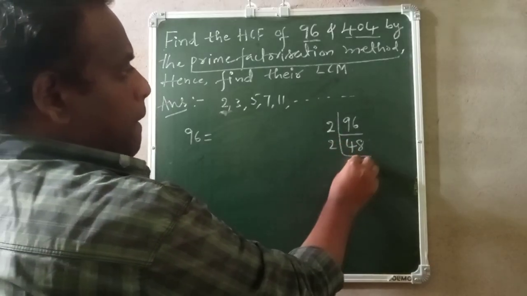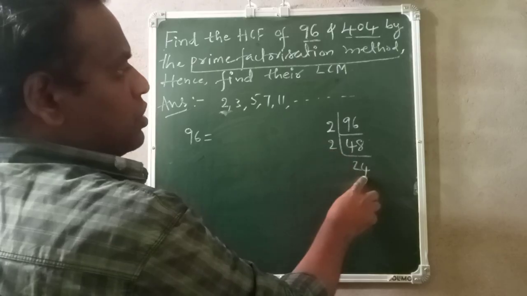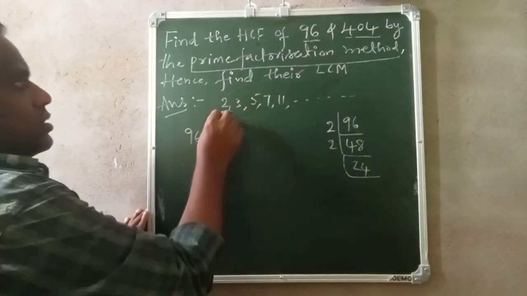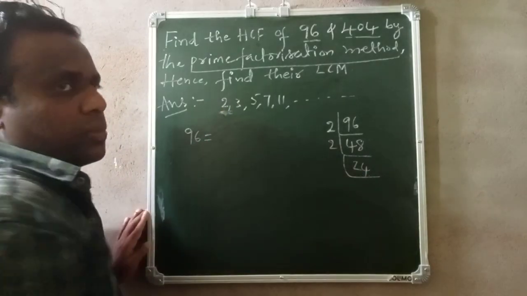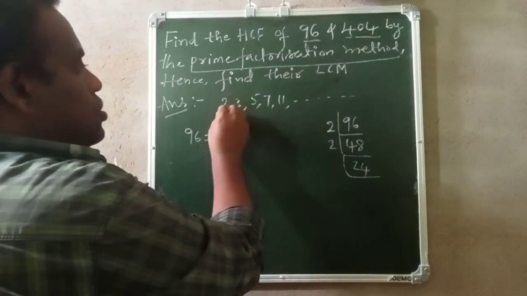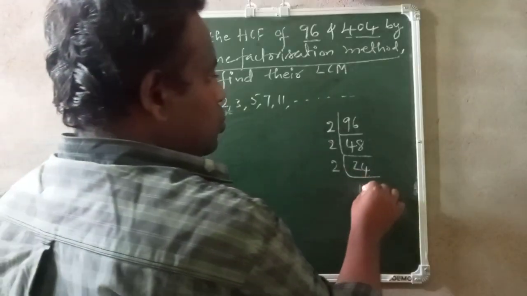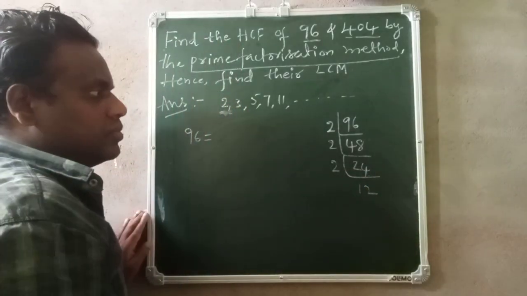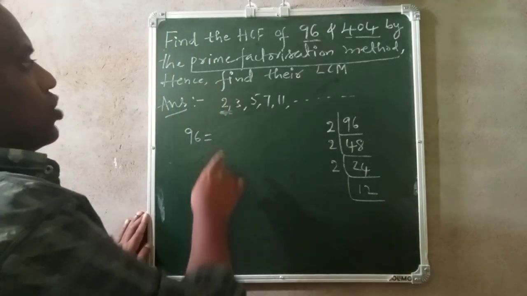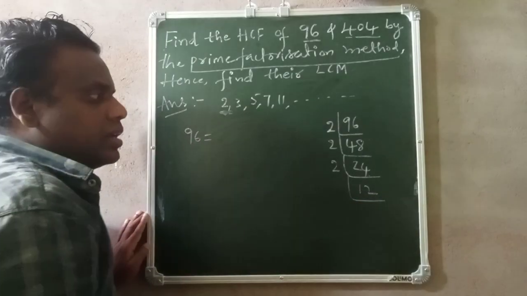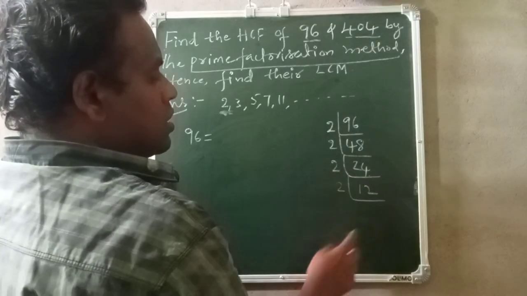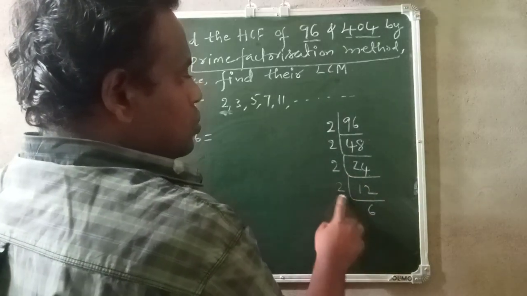Now 2 24s are 48. Next, put 24 like this. Again check whether 2 can divide 24 completely or not. Yes, it can. So write this 2 here. Now 2 12s are 24. For 12 again put like this. Check whether 2 can divide 12 completely. Yes, it can. So take this 2 here once again. Now 2 6s are 12.